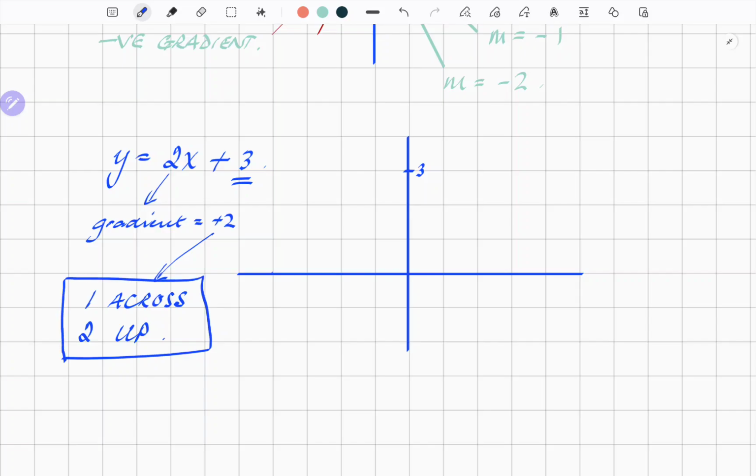Do you understand what that means now? So if we start with the point of 3, you're going 1 across and 2 up. So that's going to be the next point there. And if we go backwards, go 1 across this way and go 2 down. So there and there. That allows us to now draw the actual line.